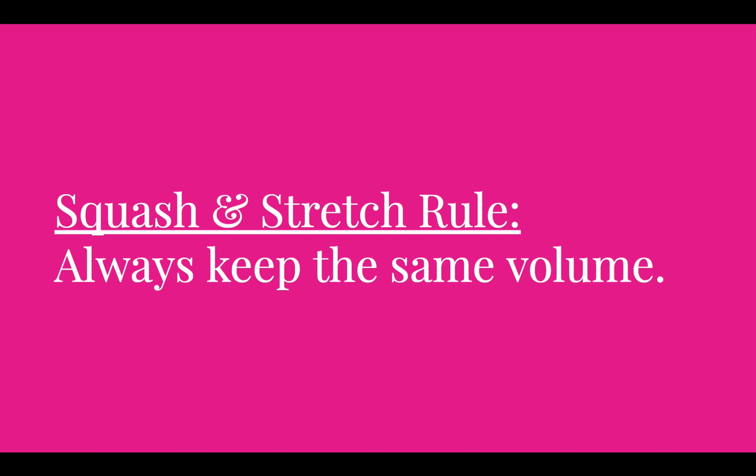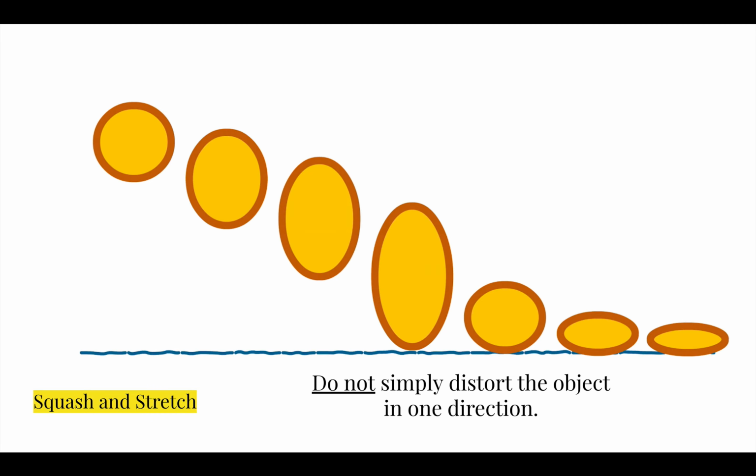The rule of thumb when you use squash and stretch is to always keep the same volume. It's a very common mistake for beginner animators to simply stretch out the ball in one direction. In this case, if you saw the ball falling, all it's doing is getting taller and taller until it reaches the ground, and then it gets shorter and shorter.